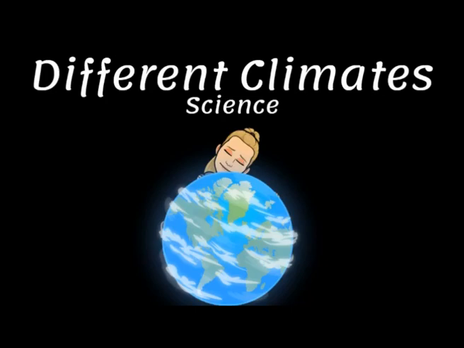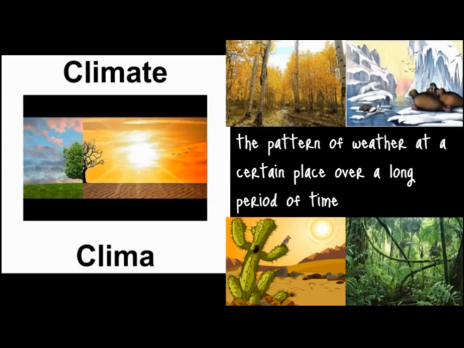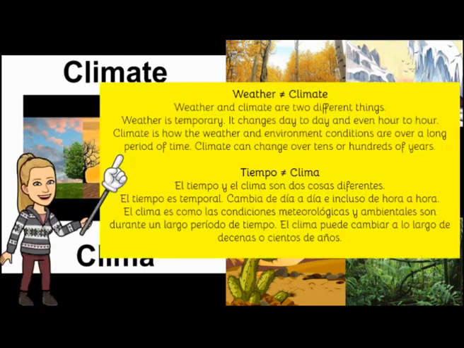Let's get started by taking a look at some very important vocabulary that's going to help us understand our lessons about climate. Our first vocabulary word is climate. Climate is the pattern of weather at a certain place over a long period of time. So, weather and climate are not the same thing. They are two different things.